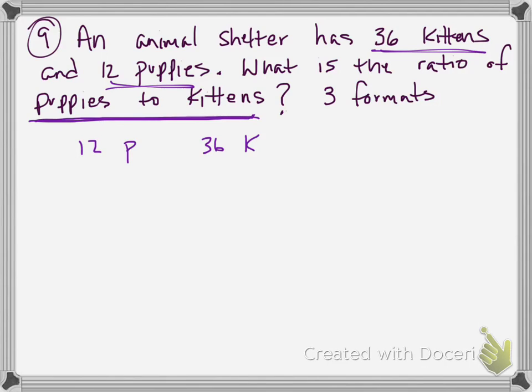So there's a few different ways to do a ratio. One is a fraction, 12 over 36. Another is using a colon, 12 colon 36, and we say that as 12 to 36. And the last is just to actually write what we just said, 12 to 36. So those are your 3 different formats for showing that ratio.